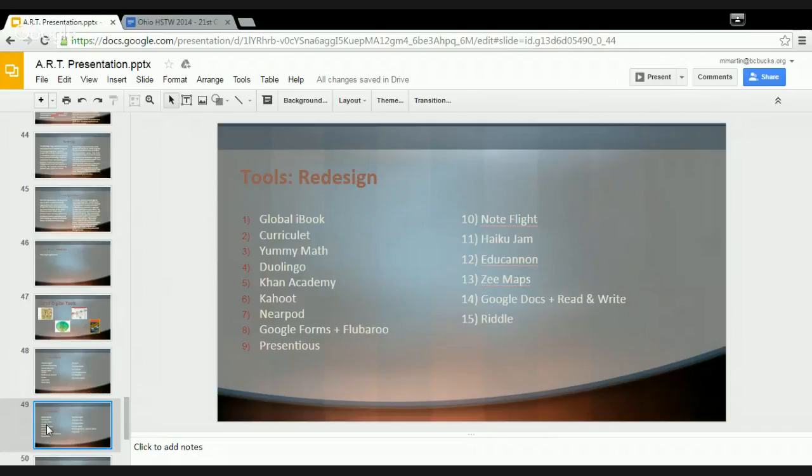Duolingo is good stuff. Of course, Khan Academy, Kahoot, Nearpod. Of course, Google Forms and Flubaroo, that's good. Educanon rocks, if you're not using it, it's good stuff. Google Docs with Read and Write's good. Riddle's good. So here's some tools that you could use if you wanted teachers to be practicing or getting better at the Redesign stage.